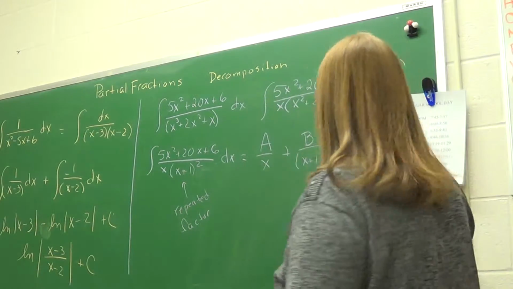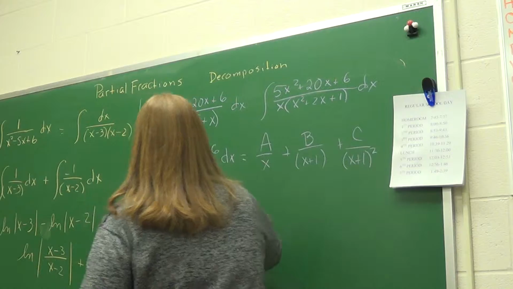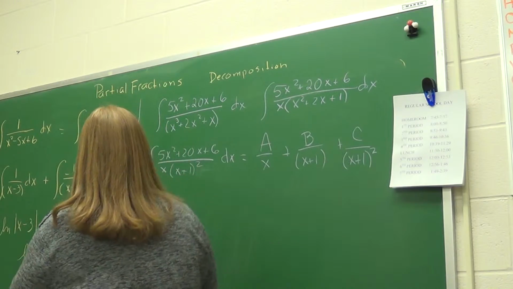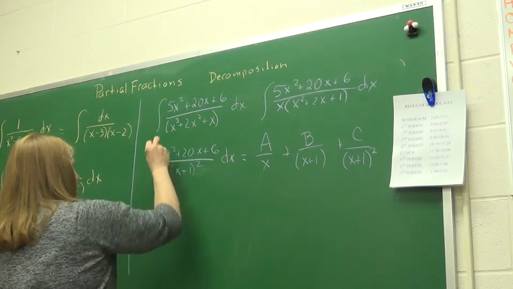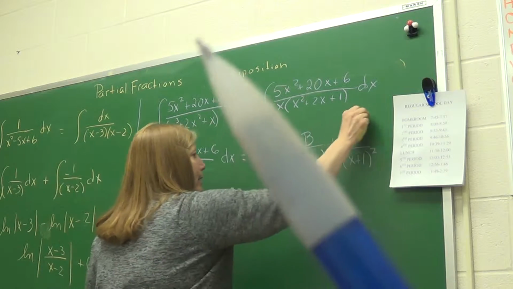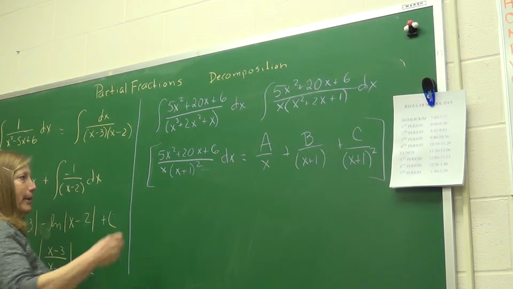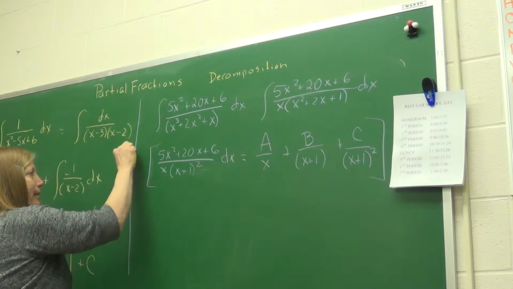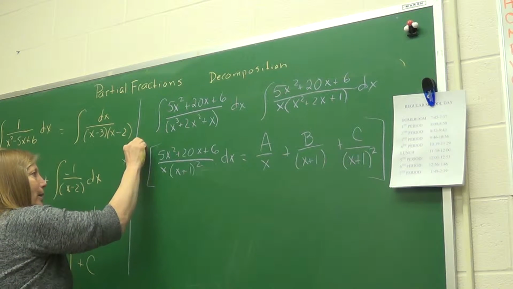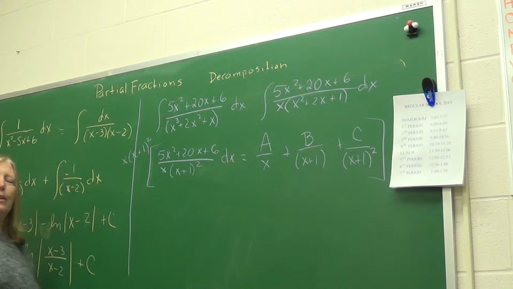Alrighty. We're going to multiply through by, I'll take away this integral, we'll just do the algebra right here. We're going to multiply once again by the greatest common denominator, which in this case is just x plus 1 squared. So that is the greatest common denominator.